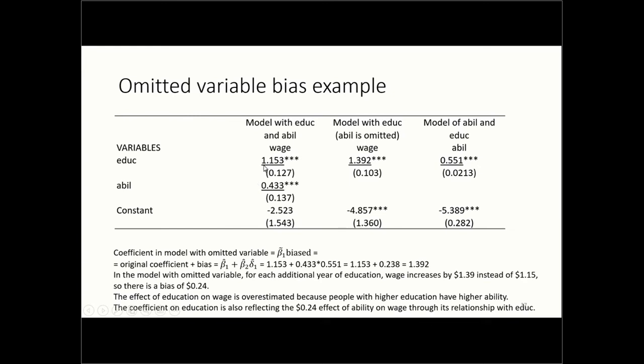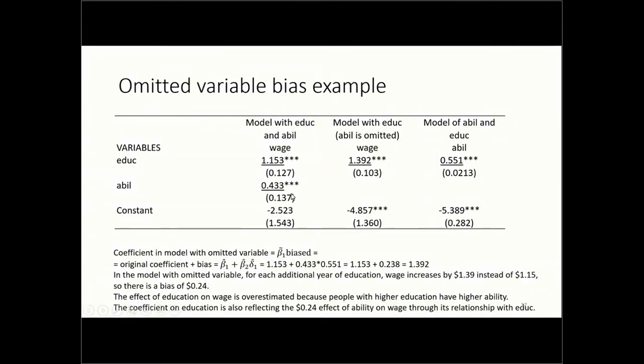So these are the estimated coefficients for education and ability. These are for the correctly specified model. So if education increases by 1 year, the wage would increase by $1.15. That's how you interpret this coefficient. But we also notice that when ability increases, that also increases the wages as well.